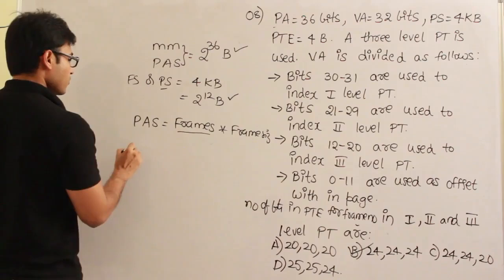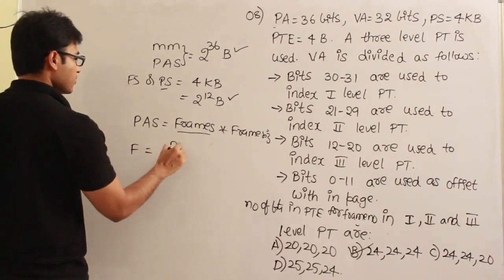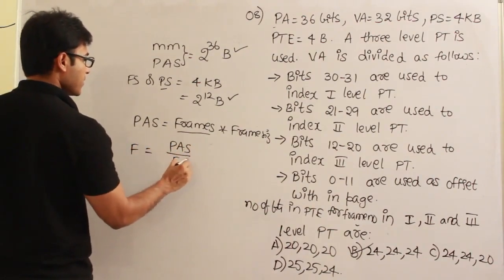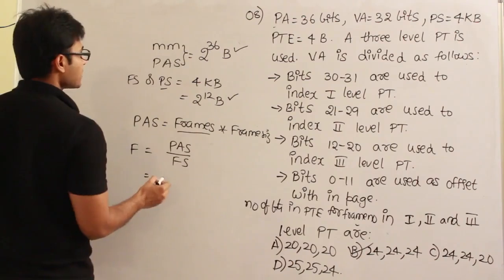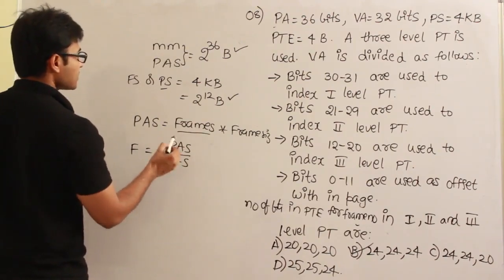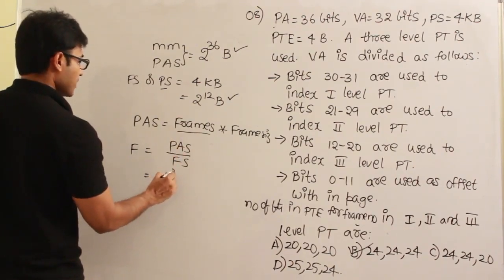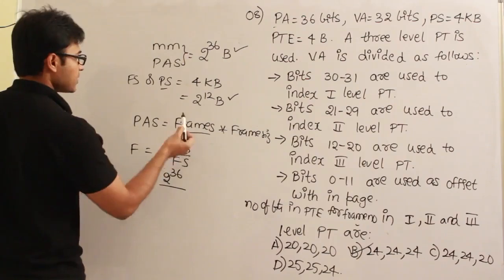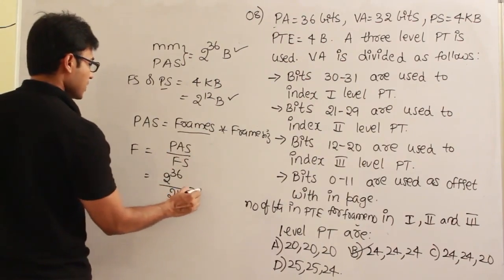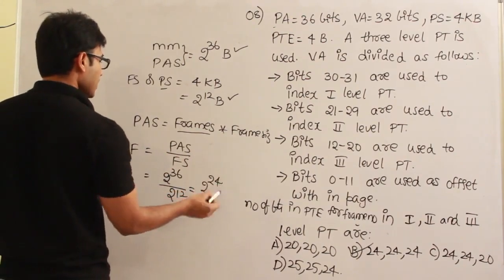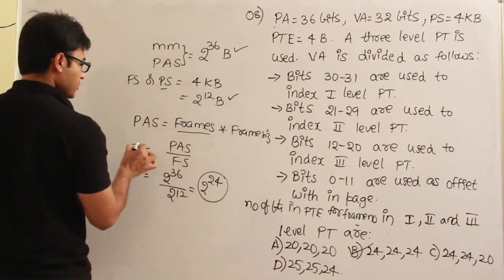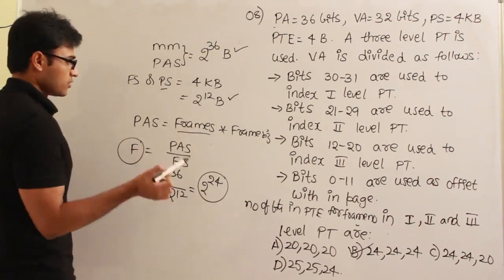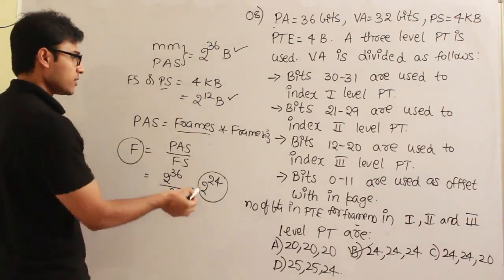Therefore, what is the number of frames? Number of frames equals physical address space divided by frame size. How much is the physical address space? Physical address space is 2 power 36, divided by frame size 2 power 12. Therefore, we get 2 power 24, right? So, if 2 power 24 frames are present totally, how many bits are used to identify each frame?